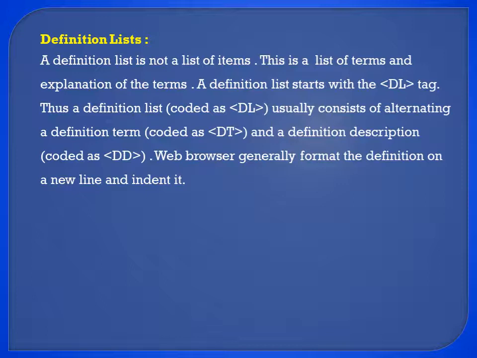So when you want to create a definition list, where you define a particular term, we have to use three tags: first the DL tag, second the DT tag, which is the name of the term, and third the DD tag, which is the description of that particular term. Web browsers generally format the definition on a new line and indent it, as set for that browser, so it does this automatically. So for creating the definition list, we use the three tags, DL, DT and DD. We'll see an example of this definition list.